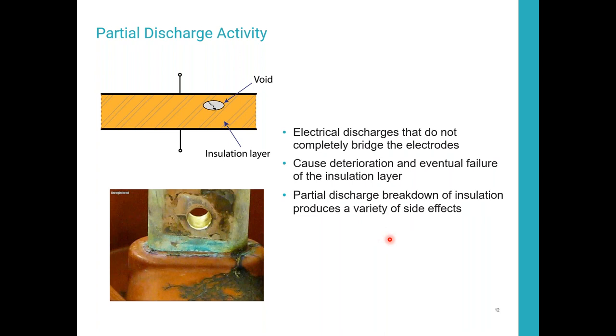The breakdown produces various side effects. We're going to look at these, but you can see carbon treeing across the surface of materials. We can see corrosion on conductors nearby where the partial discharge is happening. We get this white ash building up on the insulation material. That's both the burning and breakdown of the insulation itself. And you can have heat, so you may see discoloration in the insulation in the area of partial discharge.